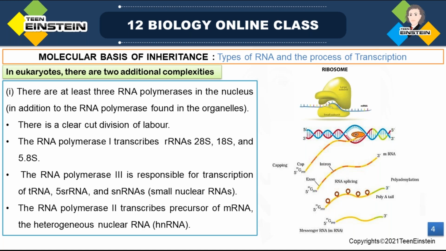So there you can see a clear division of labor. Each work is specifically given. Each RNA polymerase has a specific function, got it? Specific function is given to each and every RNA polymerase. How that division of work is done, that's what I'm going to explain now. And this is very important for the NEET exam.